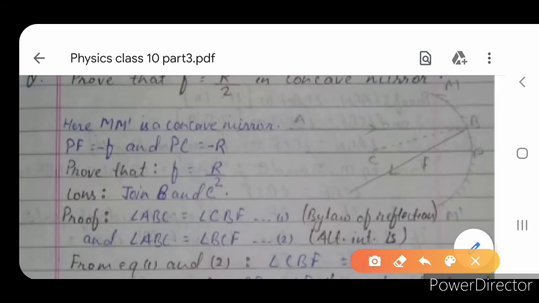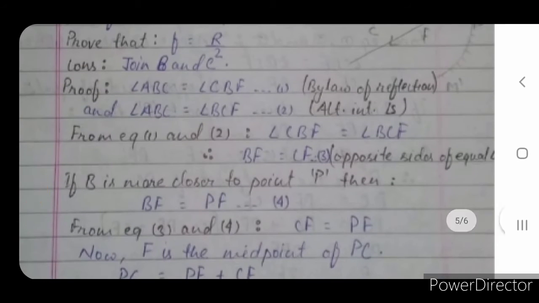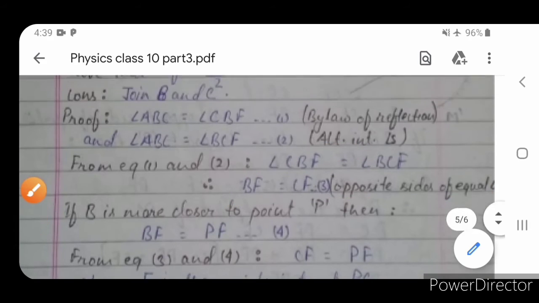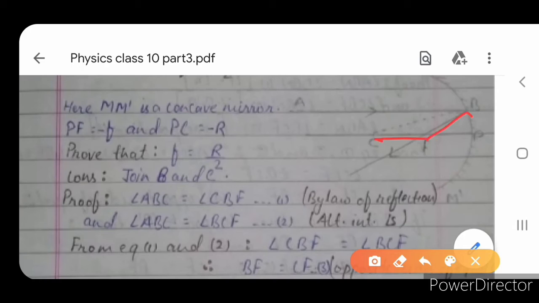Now look at this triangle. In this triangle, this and this angle are equal, and in class 9 we proved a theorem that if in any triangle two angles are equal, then their opposite sides are equal to each other. So the opposite side of this angle is what? BF, and the opposite side of this angle is what? CF. So we can say BF is equal to CF. From equations 1 and 2, angle CBF is equal to BCF, so BF is equal to CF, opposite sides of equal angles. That is, BF and CF are equal.